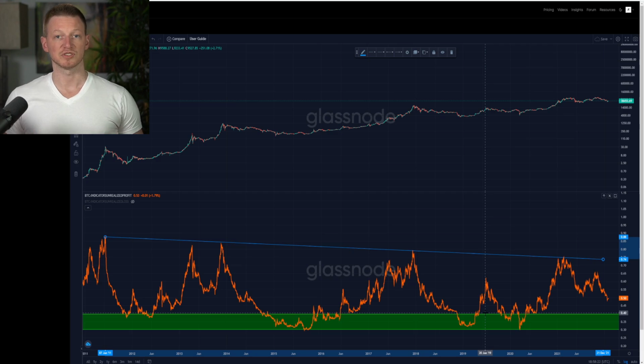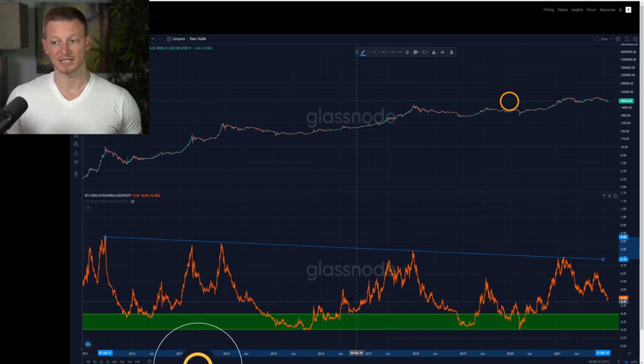So these are times when the unrealized profit, in other words, the average Bitcoin in profit compared to the market cap, has been very low. And these typically occur right in this band, from 0.3 up to 0.4. And remember, this is in relation to the market cap.